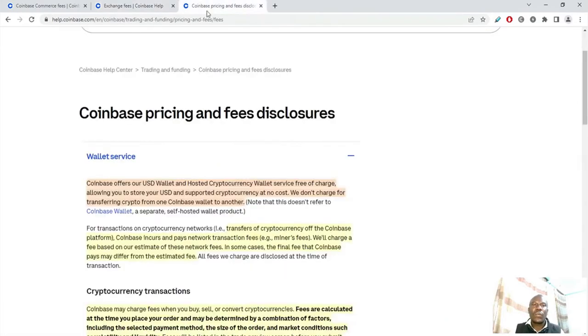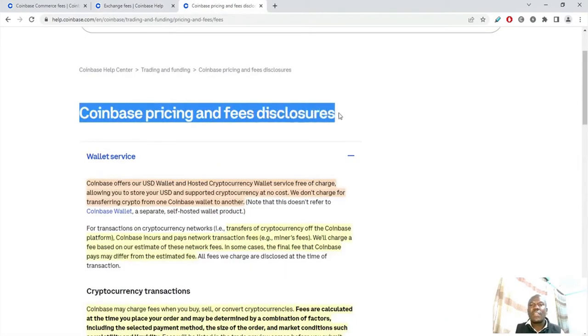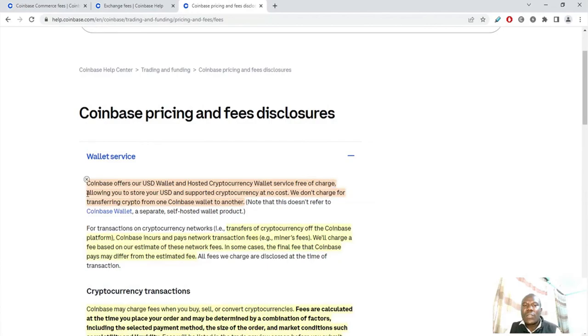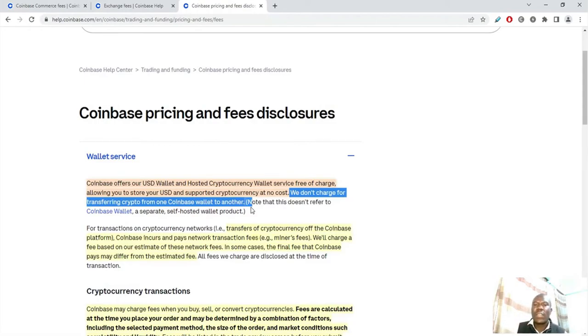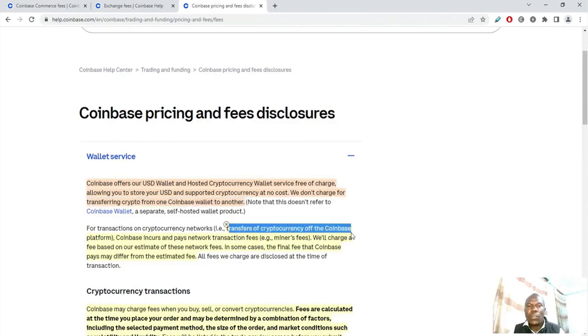And the last one will be pricing and fee disclosures. For the wallet service, Coinbase offers a USD wallet and a hosted cryptocurrency wallet service free of charge. This allows you to store your USD supported currency at no cost. They also don't charge for transferring crypto from one Coinbase wallet to another. So if you have two Coinbase wallets, then Coinbase will not charge you for transferring crypto from one wallet to the other.